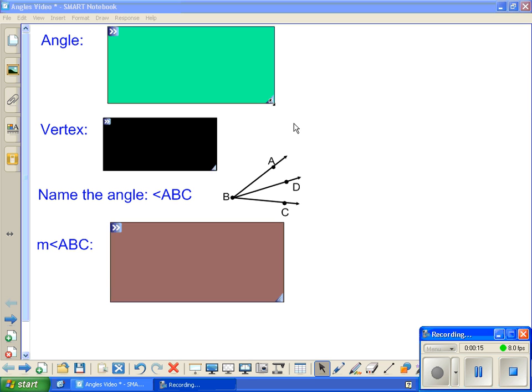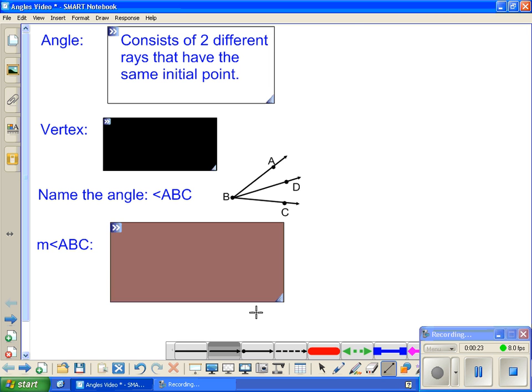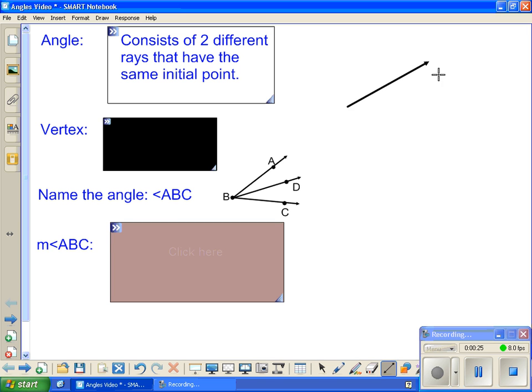The first definition is an angle, and an angle consists of two different rays that have the same initial point. If I were to draw ray 1 and ray 2, I now have an angle. This angle has an initial point, which is right here.